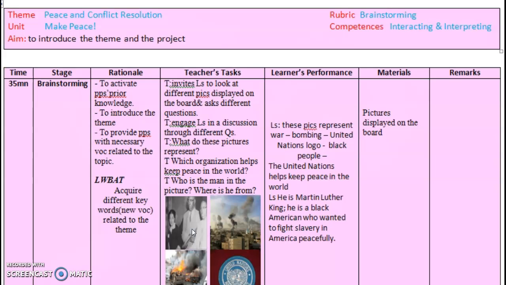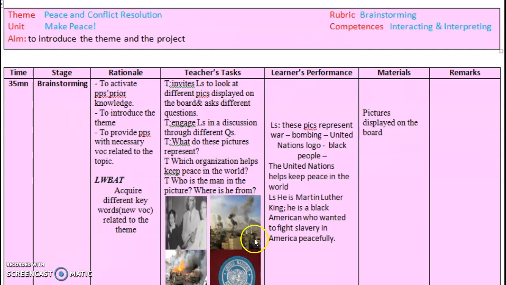I'll describe them. I have here four pictures. The first one we can see Rosa Parks. Do you know who Rosa Parks is? It's the black woman who was arrested because of sitting in the bus. She was not allowed to sit because only white people were allowed to sit.